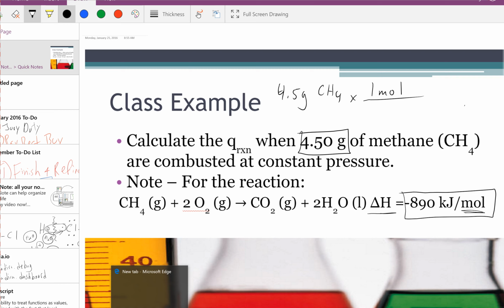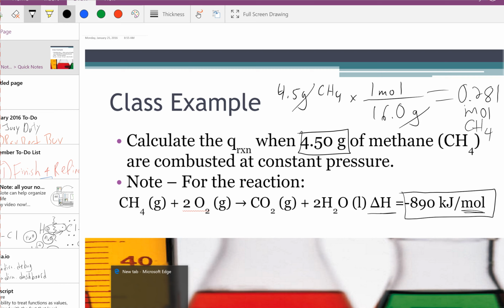And we know for every 1 mole, we have 16.0-ish grams. So doing the math, 4.5 divided by 16 is going to give you about 0.281 moles of CH4, of methane.